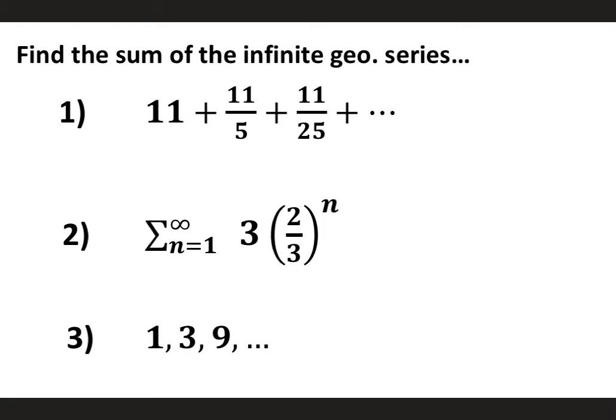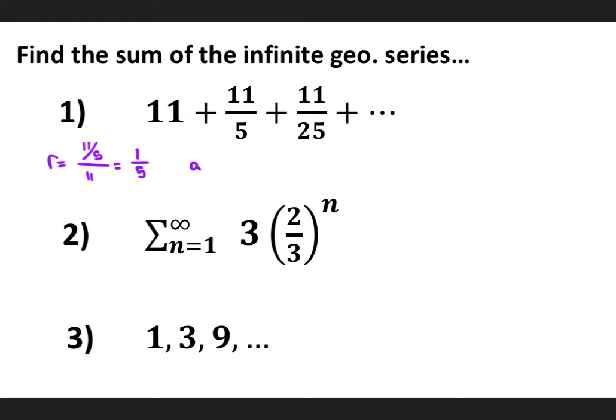All right, so let's go ahead and try this with a couple of these problems, okay? So first thing we're gonna do is look for our r value. On this first one, we go from 11 to 11 over 5 to 11 over 25. Now, if you don't see it right away, you can use the formula. You could go, all right, I have 11 over 5 divided by 11, multiplied by the reciprocal, you get 1 over 5 for your r value. 1/5 is less than 1, so that's good.